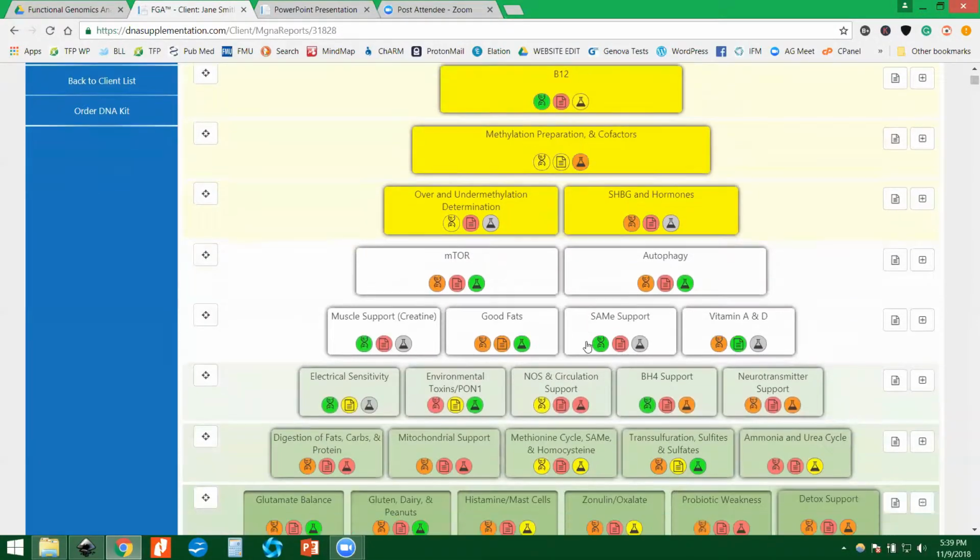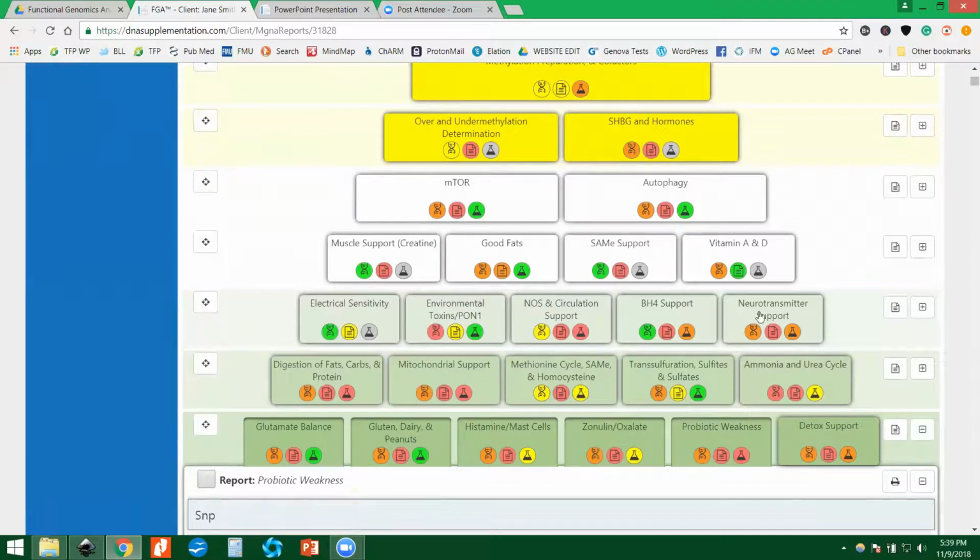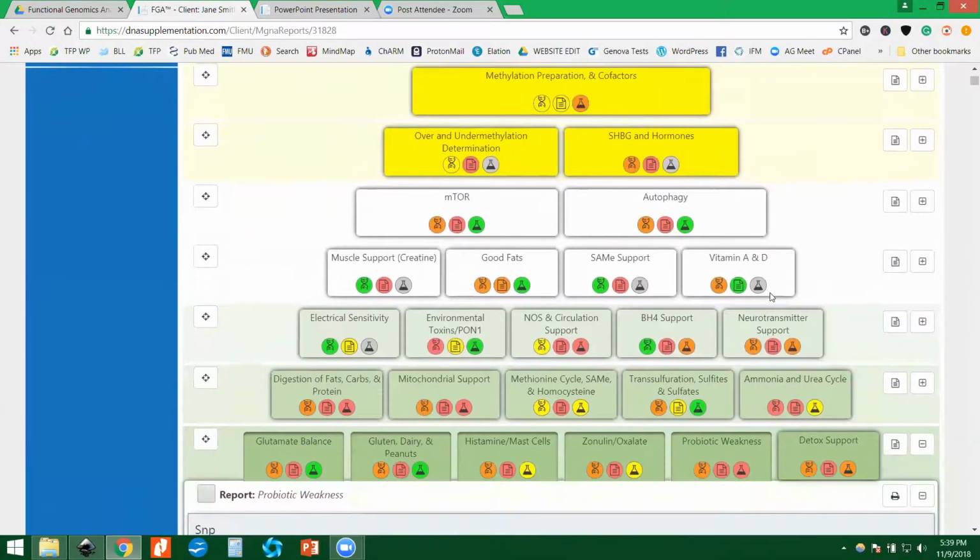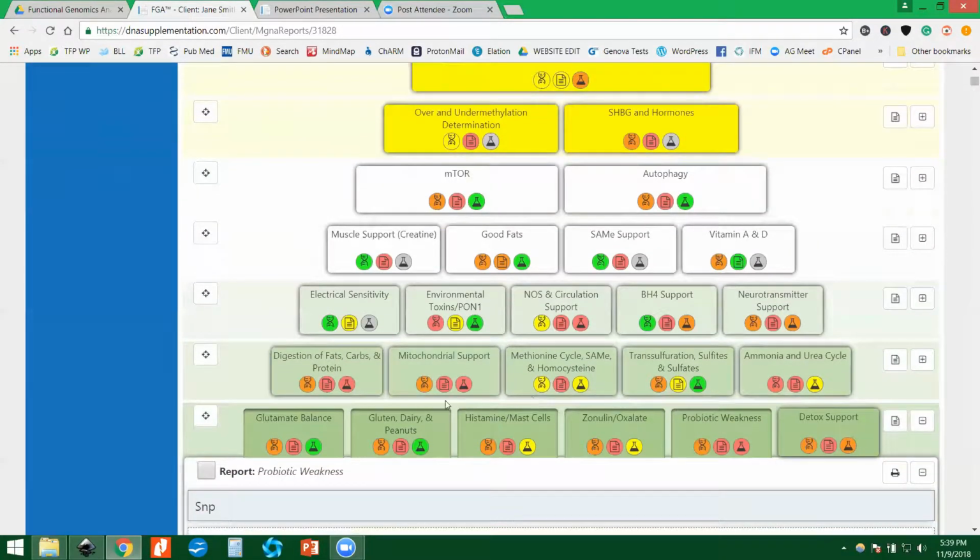And so here, as you can look and see at this particular one, and this actually happens to be mine, I definitely have some genetic tendencies to have some problems here in my detox, glutamate, zonulin, all these oranges here, and definitely the ammonia urea cycle. And I'm obviously expressing a lot of these things as well.